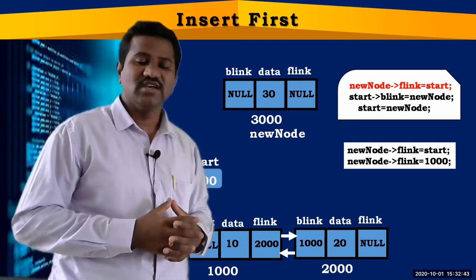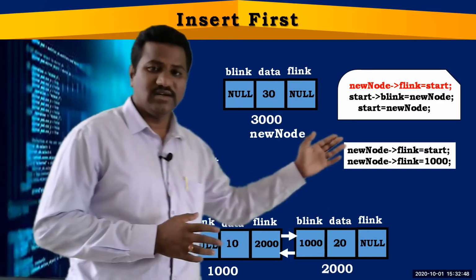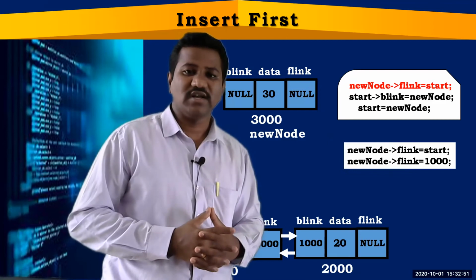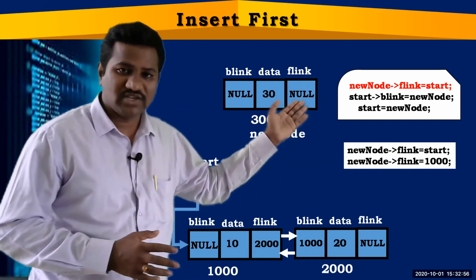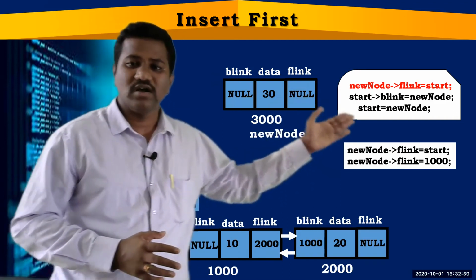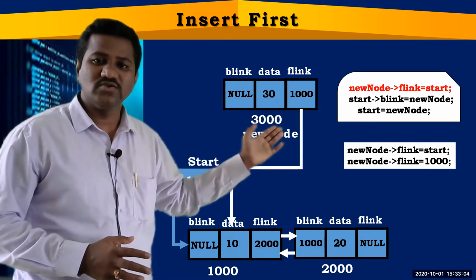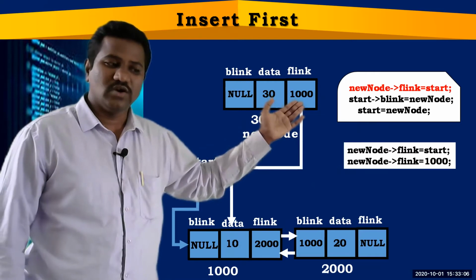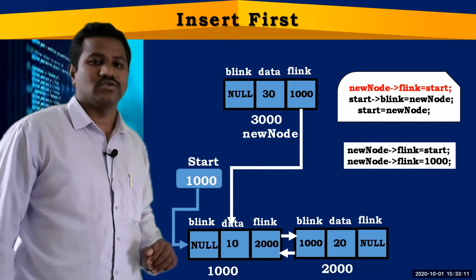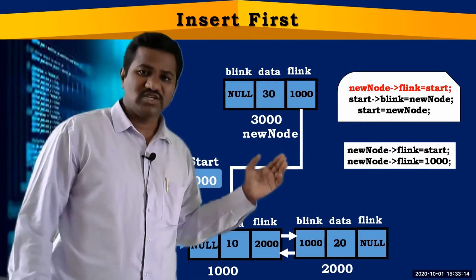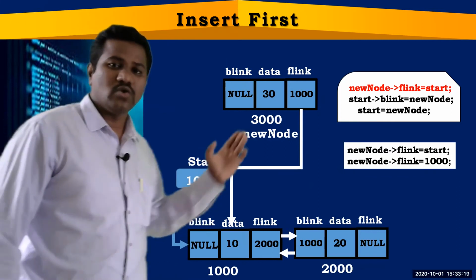In that, the first instruction is new node arrow forward link is assigned with start. Just see here, new node forward link is assigned with start. Start means 1000 here. New node forward link is null actually, and this null is replaced with 1000. So the forward link of 3000, that is new node, will contain 1000. A link will be established from the 3000 node to the 1000 node. That means a forward link has been established from new node to the 1000 node.